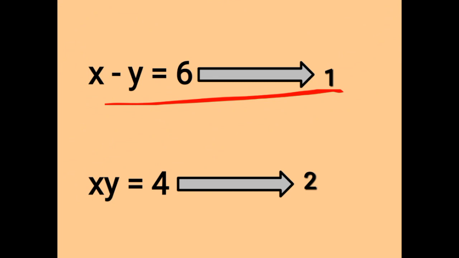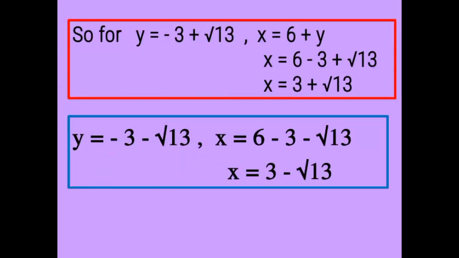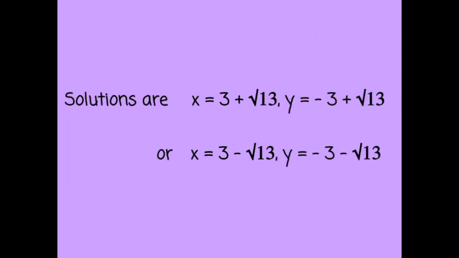Now, you can find the corresponding x values by substituting the y values into the first equation. So, for y equals minus 3 plus the square root of 13, x equals 6 minus 3 plus the square root of 13, x equals 3 plus the square root of 13. And for y equals minus 3 minus the square root of 13, x equals 6 minus 3 minus the square root of 13, x equals 3 minus the square root of 13. The solutions are x equals 3 plus the square root of 13, y equals minus 3 plus the square root of 13, or x equals 3 minus the square root of 13, y equals minus 3 minus the square root of 13.